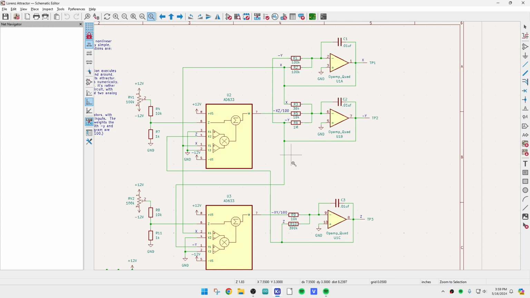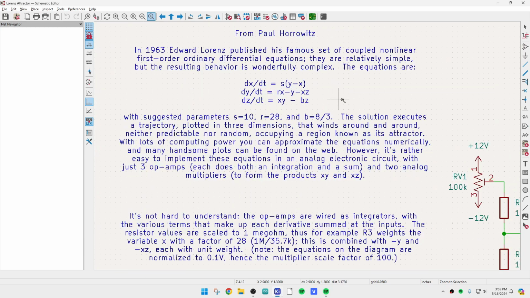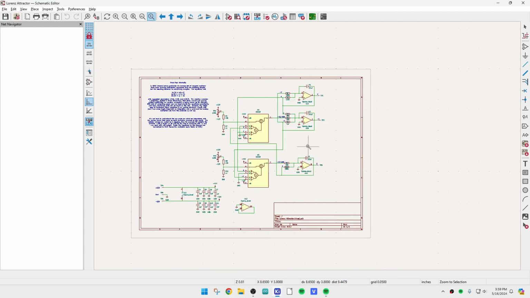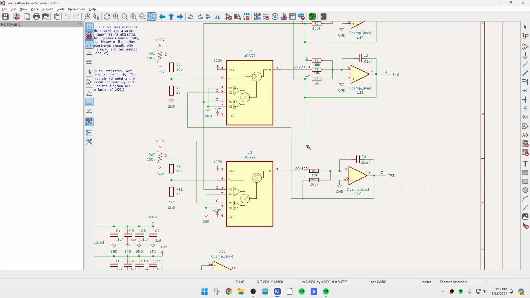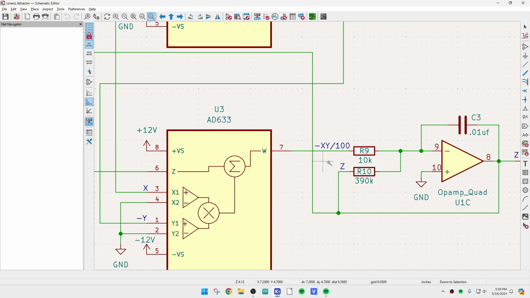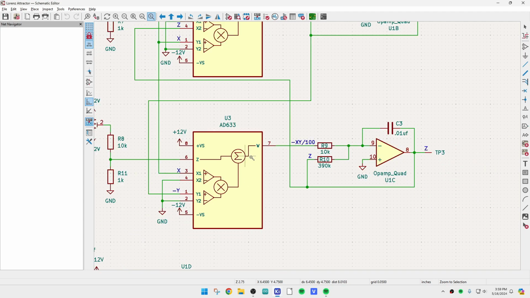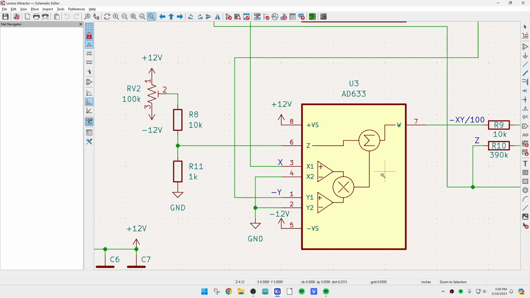And anyway, there are values here. This column of resistors sets the values in the equation. And it sets up these values, S equals 10, R equals 28, and B equals 8 over 3. So if you do the math, that's what you end up with over here. There is one weird thing, is that these multipliers multiply X and Y together, but then they divide by 100, which is kind of weird. And then they have an addition at the end. So they multiply and then they add. That's used for an offset.